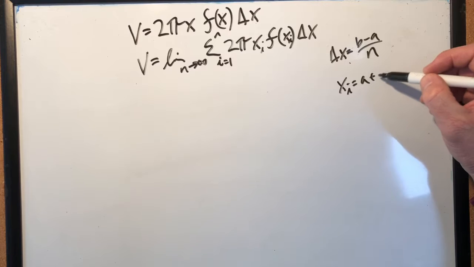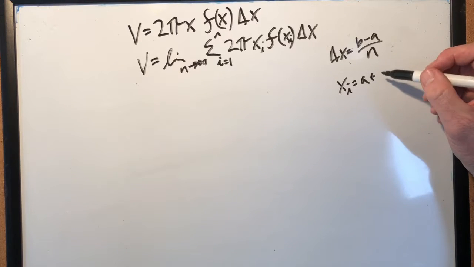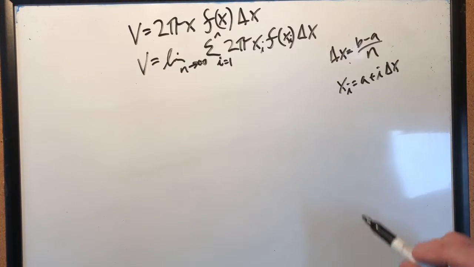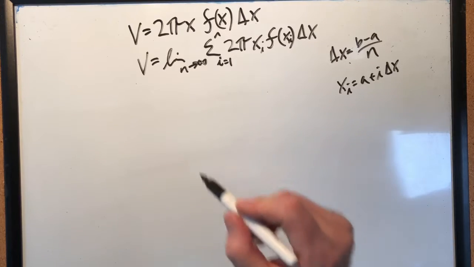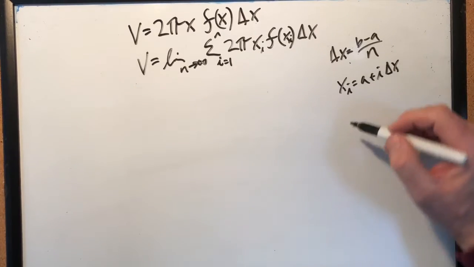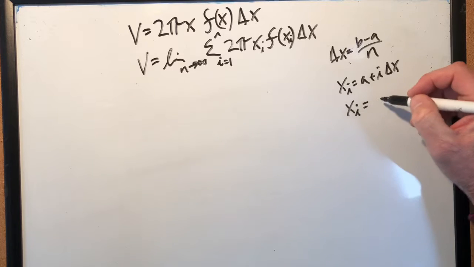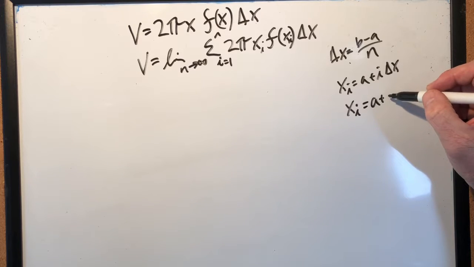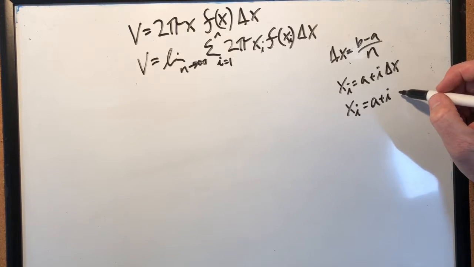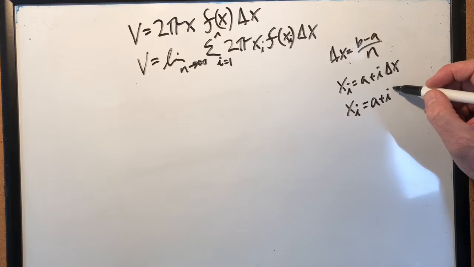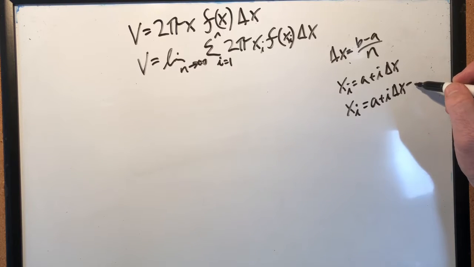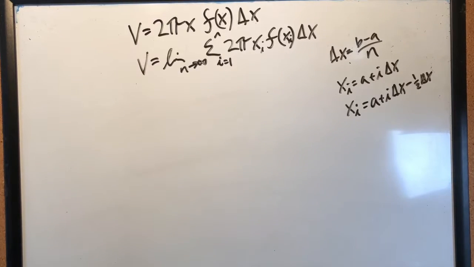a plus, this is where things get different now. It used to be i times delta x, okay? But if you remember what I was just showing you, we wanted to find x at the midpoint right there. So we need to change what this is a little bit. There's a couple different ways to do it. It's a plus, let's see, we can start there, and then we can minus off 1/2 delta x or something. We can just figure that out algebraically.